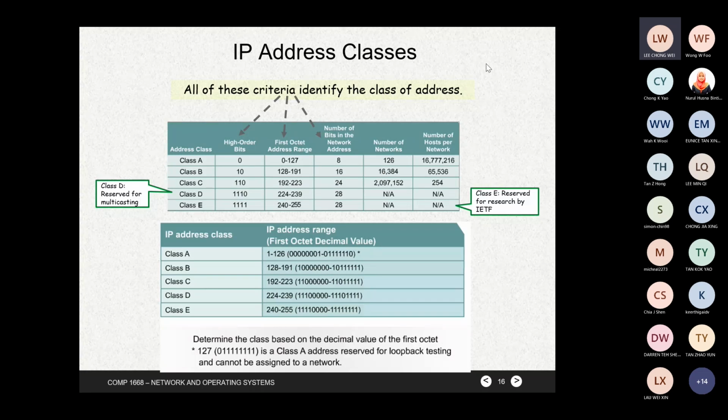So next, what you see in your slides, basically class A up to class E with the number of IP addresses as well as number of bits, and also the range of IP addresses that each class represents, and the number of hosts and number of networks that each class can have, which I already mentioned to you earlier. If you use the formula 2 to the power of n, class A can have 16 million plus number of hosts.